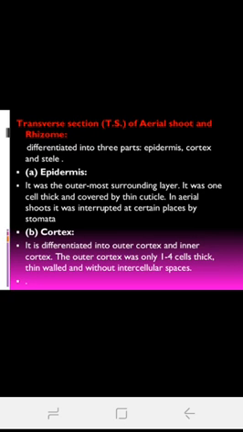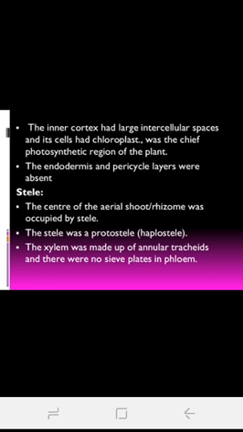Then the second part is the cortex, which is broad. It is again subdivided into outer cortex and inner cortex. The outer cortex is 1 to 4 cells thick, thin walled, with no intercellular space, meaning the cells are tightly packed. The inner cortex has large intercellular spaces and also chloroplasts, meaning the shoot is photosynthetic.